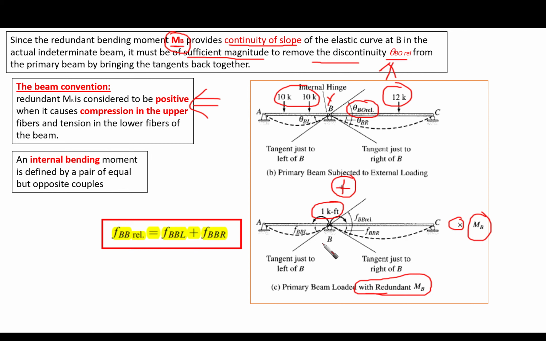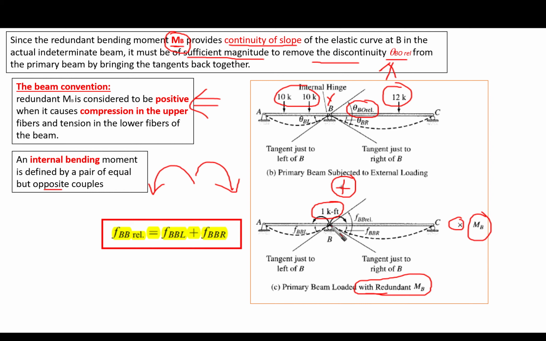So they are going to work like this. We call them a pair of equal, meaning that the magnitude of both of them is equal, but opposite, they have different sense. This is clockwise and this is counterclockwise.